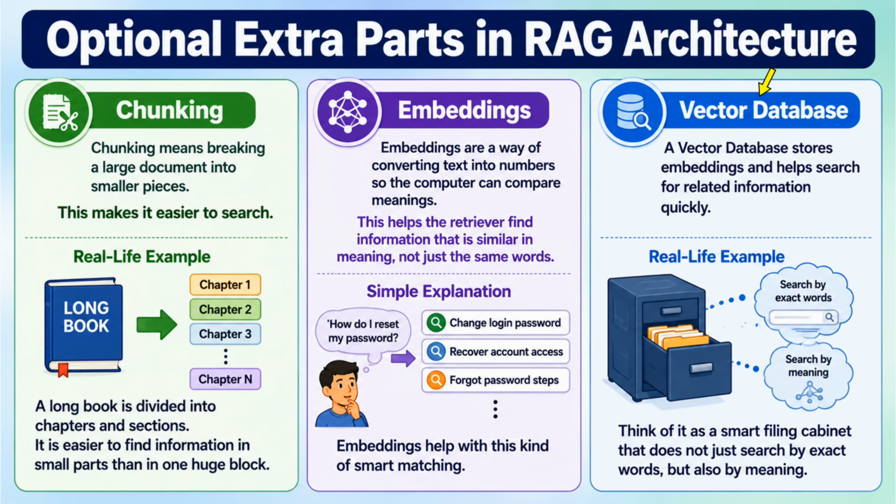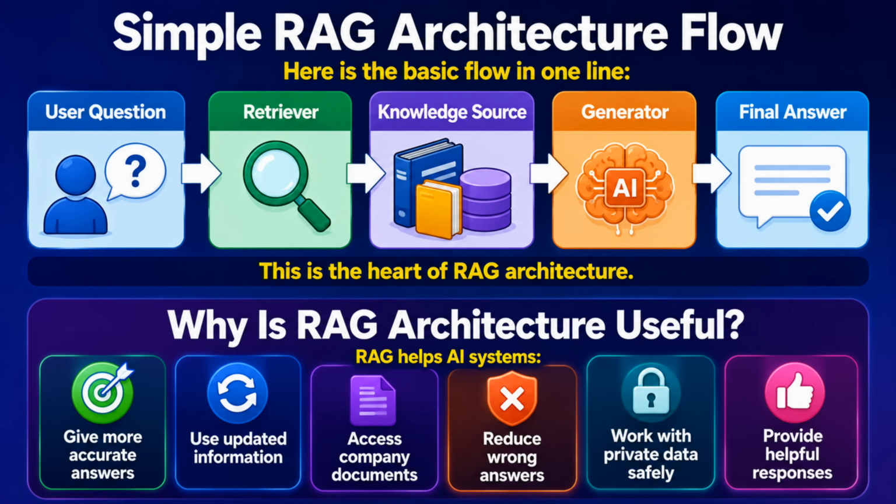Third one is vector database. A vector database stores embeddings and helps search for related information quickly. Real life example. Imagine a smart filing cabinet. Instead of searching only exact words, the cabinet also understands similar meanings. That is similar to a vector database. Here you can see the basic RAG flow in one line.